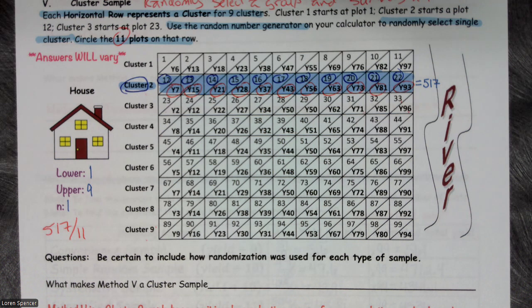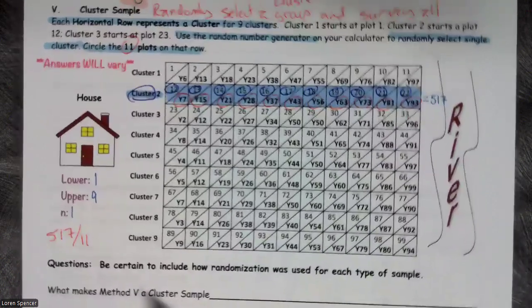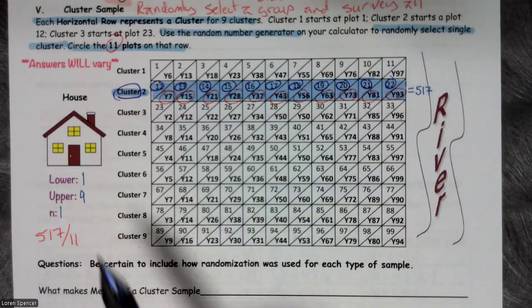And this time, in the previous video, we went through how we collected the data. In this one, we're going to go over the questions. So, the first one says, what makes method 5 a cluster sample?